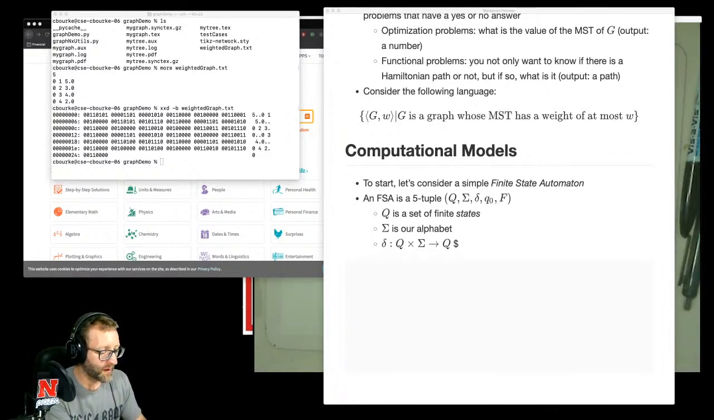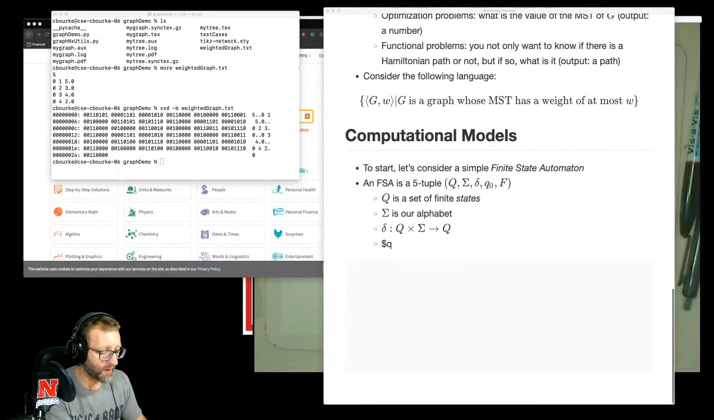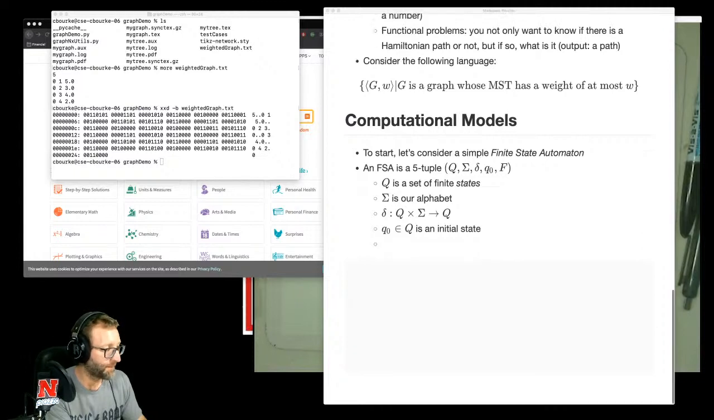And then, of course, Q naught: we have to start our computation somewhere. So Q naught is kind of like our main. This is the initial state, and that's where you start. And then F, which is a subset of states, is the set of accepting states.